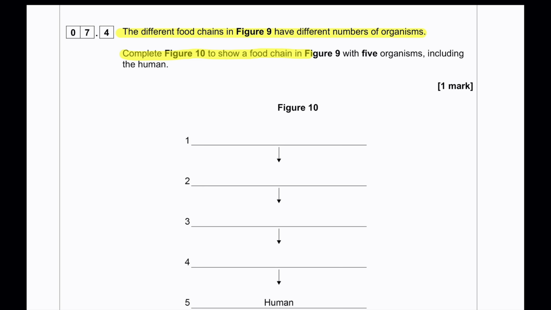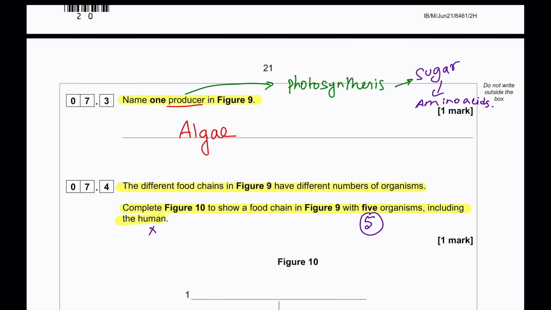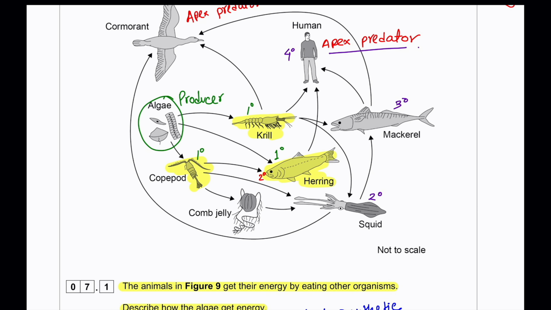Complete figure 10 to show a food chain in figure 9 with 5 organisms including human. Since the key point here is 5, and also we have to include human as the apex predator. So considering that algae is the producer, which is first part, then we can move to krill, which is the second, which is the primary consumer. Then we can move to squid, which is the secondary consumer. Then we can move to mackerel, which is the tertiary consumer, and then human, which is the quaternary consumer or apex predator in this case. So total 5 steps. Let's see again. Algae is the producer, krill is eaten by squid is eaten by mackerel, and then human.